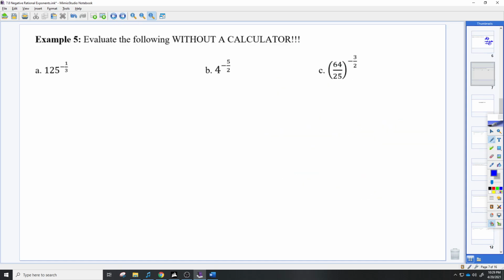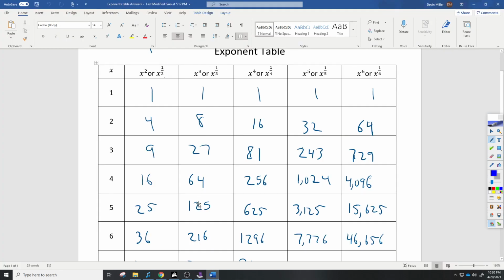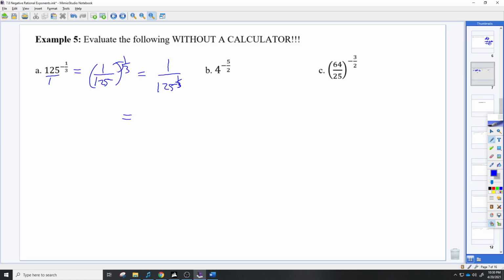All right, example 5. Do these without a calculator. Oh, we have 125 again. Okay, so we have 125 to the negative 1/3. I would make this into a fraction and flip it around to make it 1 over 125 to the positive 1/3. That's how you figure that out. And then the 1/3 goes to both numbers, but of course, the top is going to stay 1. The bottom, look at the table. 125 to the 1/3. Here's 1/3, 125, it's 5. So this answer ends up being 1 over 5.